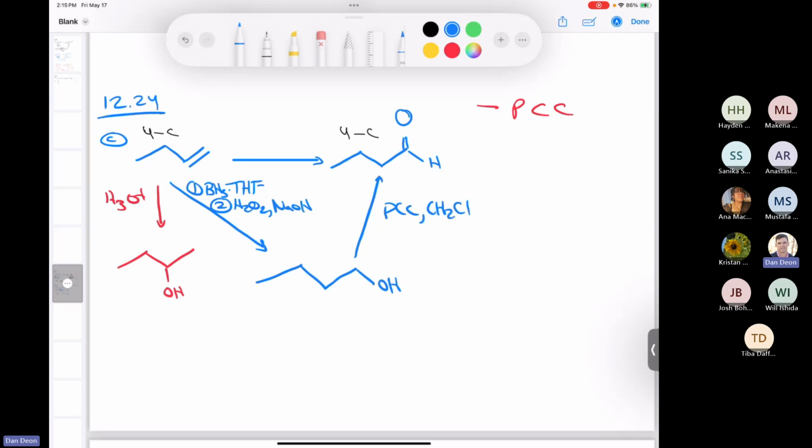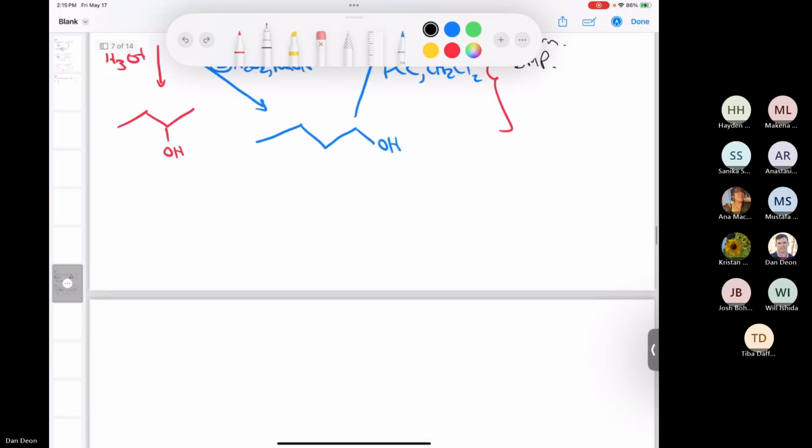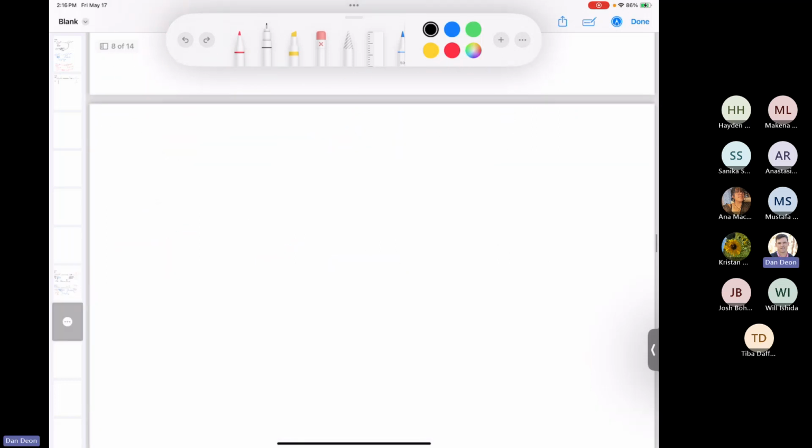So PCC and dichloromethane. For this step, you could also have used the Swern. You could use the Dess-Martin periodinane. That would work. And you could also use, well, you can't use chromic acid. So you could have used the Swern or the Dess-Martin periodinane. Either one is fine. Okay, now we're on to 12.24D.